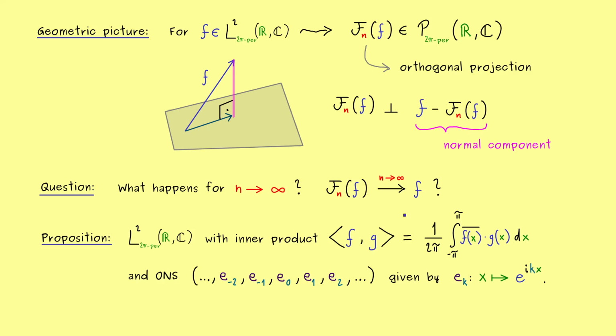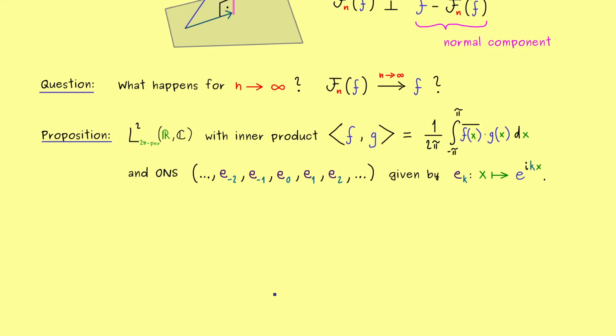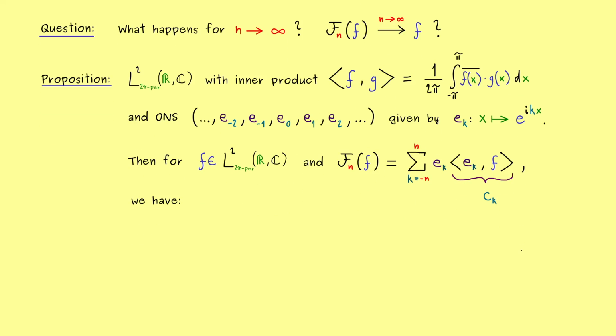Okay, so this is the assumption for the proposition, and now we can say what it implies. Indeed, it tells us something for a chosen function f and the corresponding Fourier series. And please don't forget, the Fourier series has our Fourier coefficients ck. And they are just given as the inner product of ek with f. And now what we get are some nice formulas for these ck's.